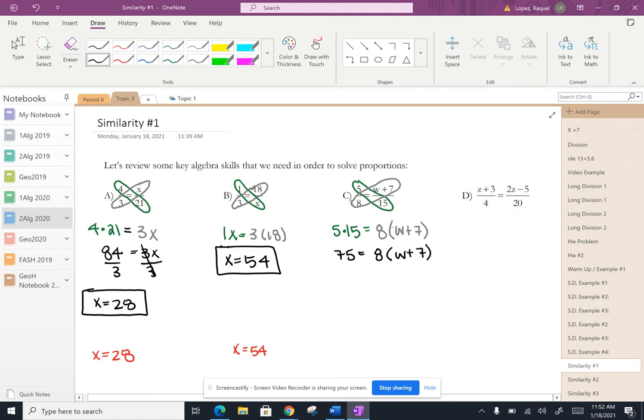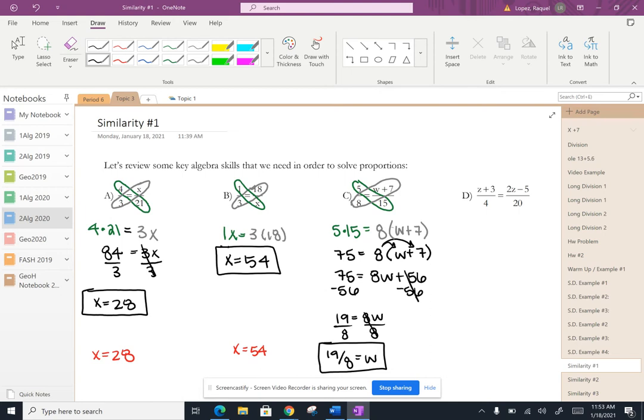There's a couple different basic moves that you can do to finish off this problem, but I'm going to go ahead and distribute that 8 to w plus 7. So I end up with 75 equals 8w plus 8 times 7 gives me 56. Then I'm going to subtract 56 on both sides. I end up with 19 equals 8w. Divide by 8, and I end up with 19 over 8 as my value for w. Alrighty, let's go ahead and do the last one together.